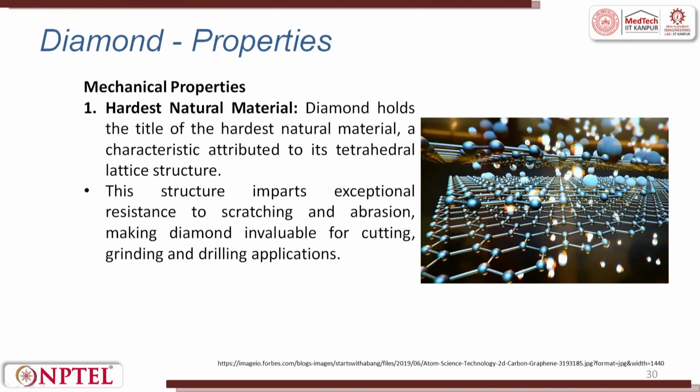Today, diamond-like coating has come. This diamond-like coating sticks very well to the surface of the metal and it also gives lubrication property. Carbon has a very good lubricating property. The hardest natural material is diamond, which holds the title of the hardest natural material, an attribute of its tetrahedral lattice structure. So, why am I talking more about this?